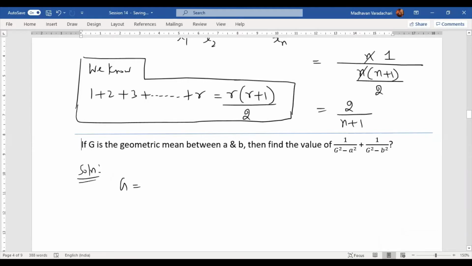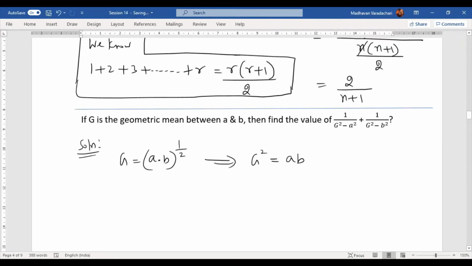That means G is nothing but A multiplied by B to the power of 1 by 2 by using the formula of geometric mean. Product of the observations, here there are only 2 observations, multiplied by, product of the observations to the power of 1 divided by number of observations. Here the number of observations are 2, so I wrote it as 1 by 2. Now squaring it on both sides, we get G square is equal to AB.